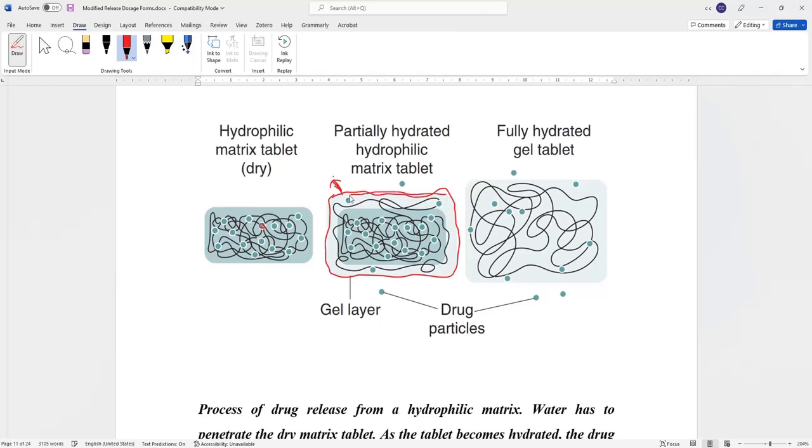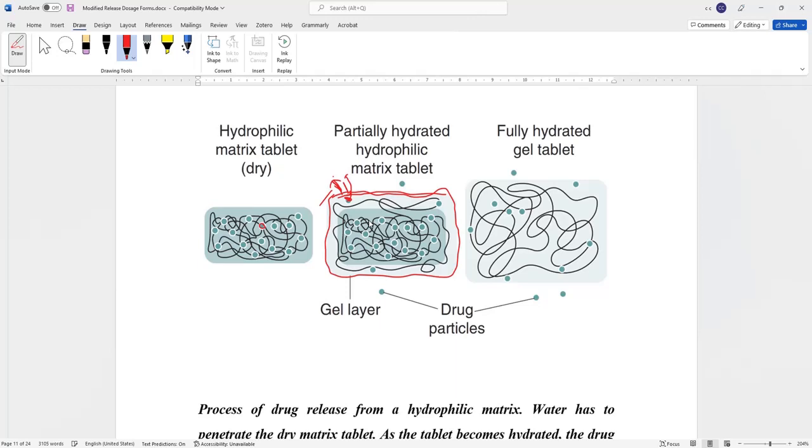Now you will see here that you have a kind of gel layer or jelly layer. How did this become jelly? The GIT fluid got inside and made it jelly-like, and at the same time it dissolved the drug. So the drug will start diffusing, moving from the region of high concentration to the region of low concentration. So how does the drug get released? It gets released by tablet erosion and by diffusion.